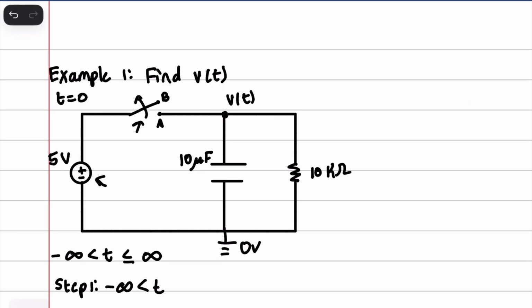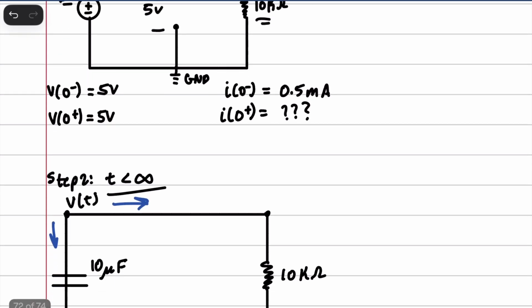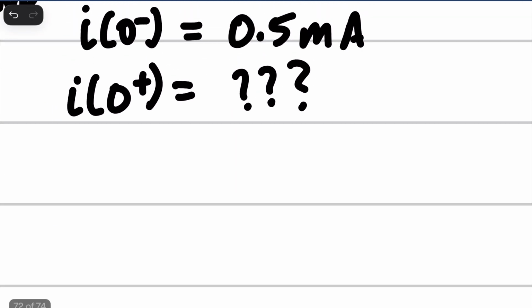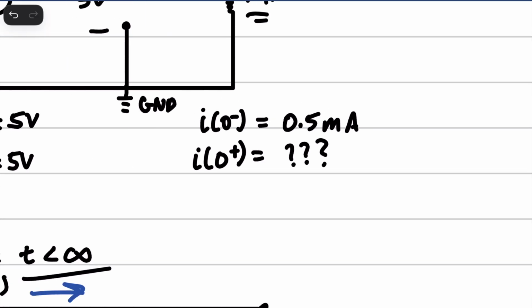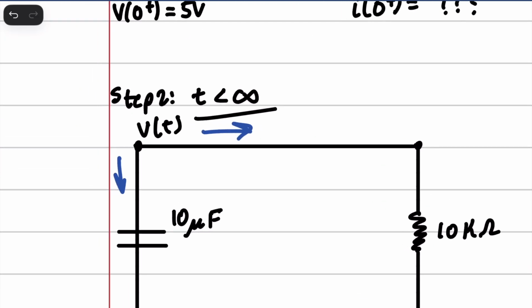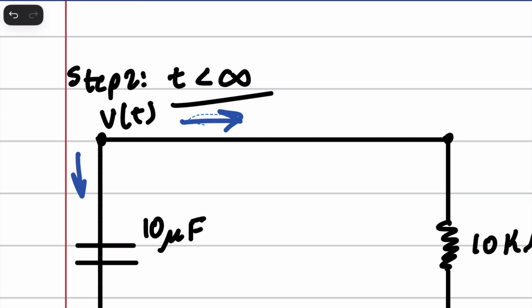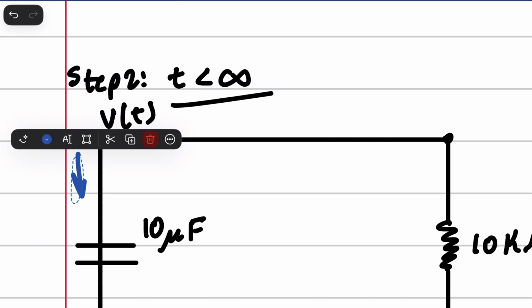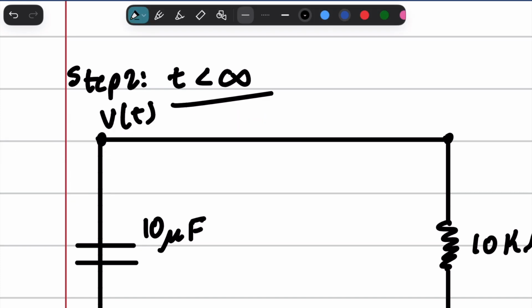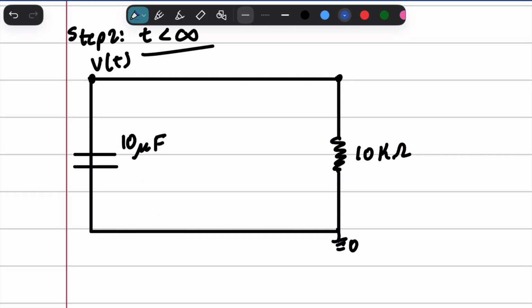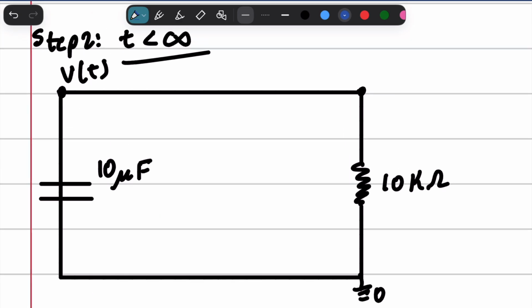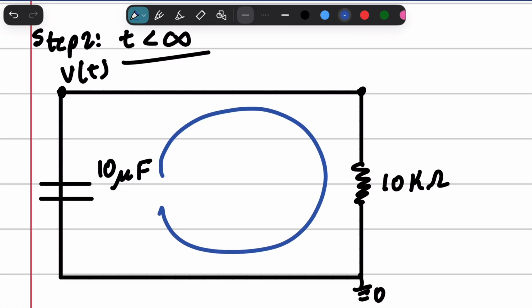I went ahead and copied and pasted the first part of this problem, and we have our current source right here. But instead of doing a nodal analysis, we're going to do a loop analysis. Once again, the direction of the loop is completely arbitrary. I'm going to go ahead and draw my loop like this.